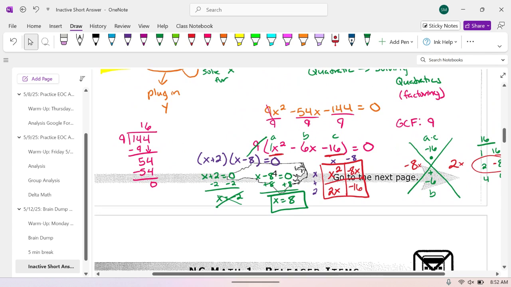So guys, if you're in the calculator inactive section and they throw solving a quadratic at you, more often than not, it's going to be a solve by factoring. All right. So knowing how to factor and how to solve by factoring is very, very important.